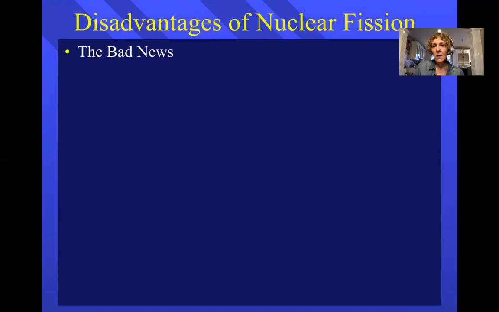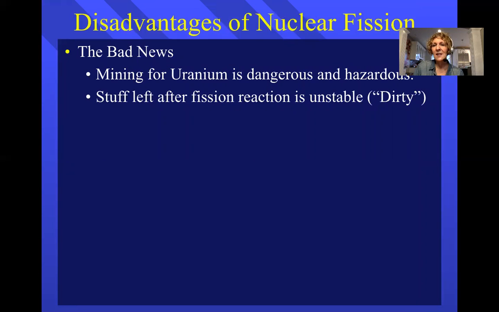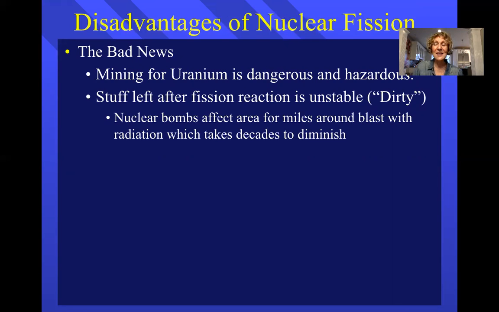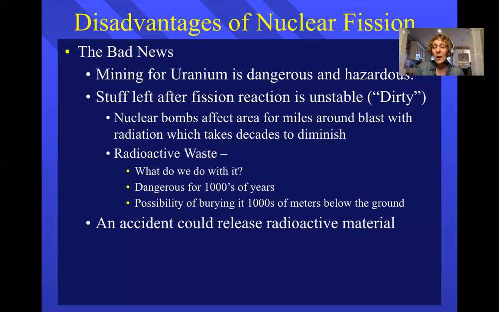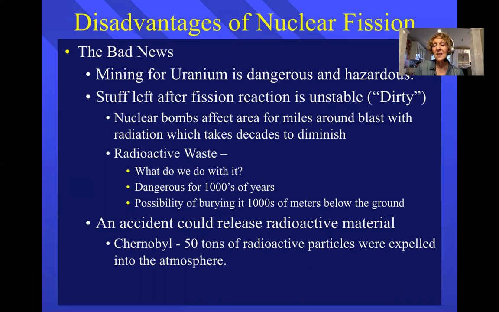The disadvantages of nuclear fission are that the mining for uranium is dangerous and hazardous in itself. There's only so much of it there. We have leftover materials from nuclear fission that are still radioactive themselves, and we call those dirty. We don't know what to do with the radioactive waste. Nobody wants it buried in their backyard. And so we have to be very careful about monitoring where that waste goes. Those are all negative things of nuclear fission.